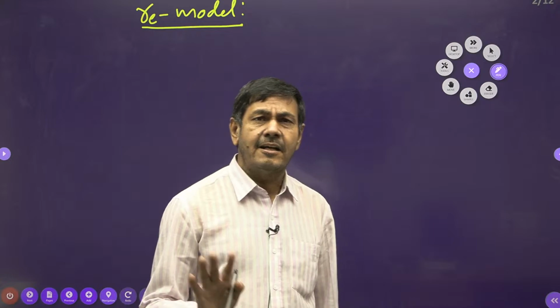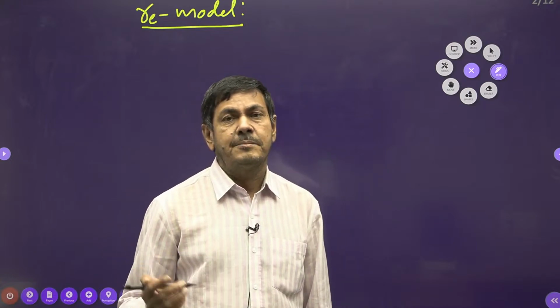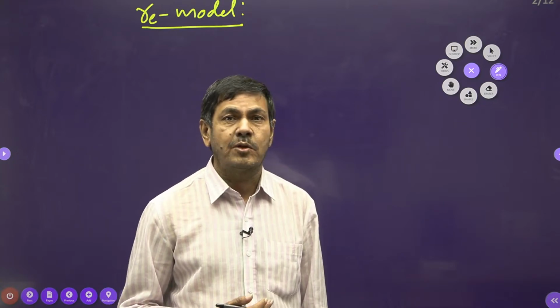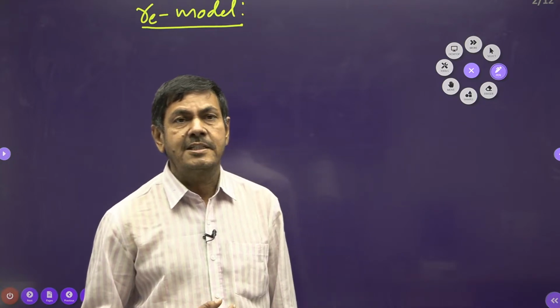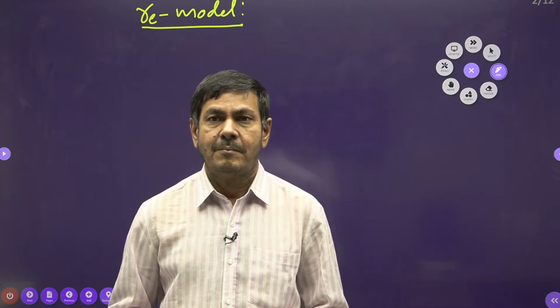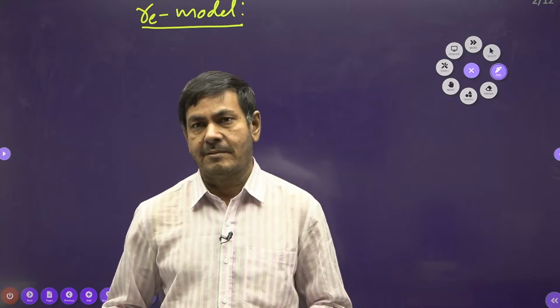I said already there are 4 models. One is the H parameter model. Second is the RE approximate H model. Third one is the RE model. The fourth one is the RPi model. But in today's discussion, I will do only the RE model.